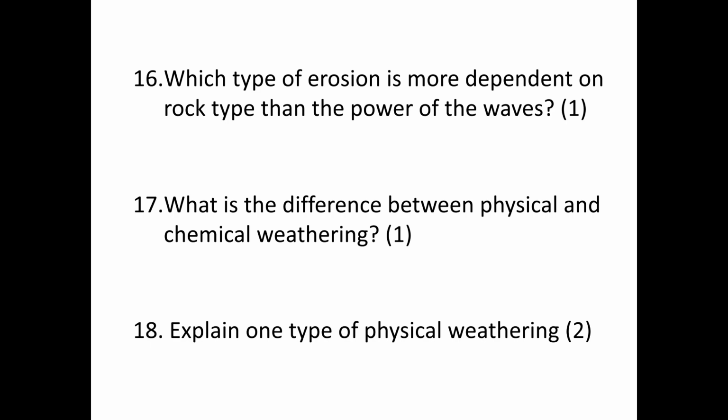Question 17, okay, weathering. There are three types of weathering: chemical, physical, biological. Physical is a breakdown in structure with no chemical change, and chemical weathering is where there's a chemical reaction. So the chemical structure of your rock actually changes. So as long as you've got the general gist, that will do.